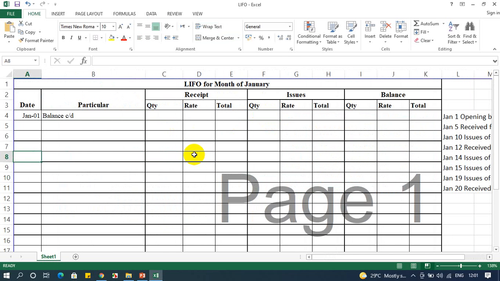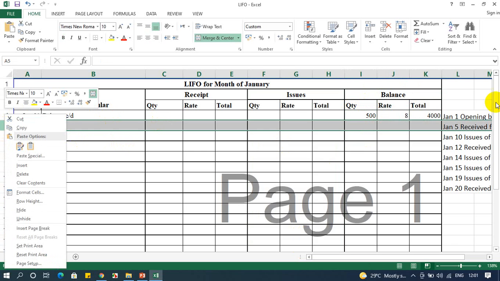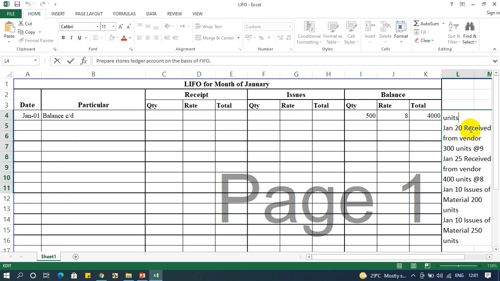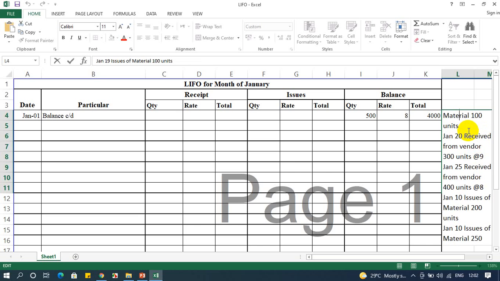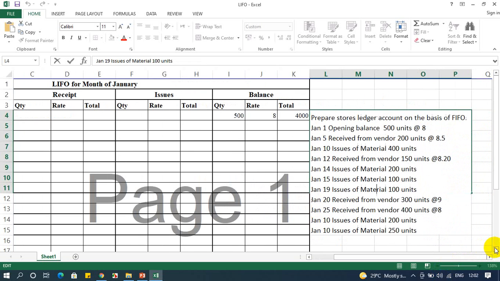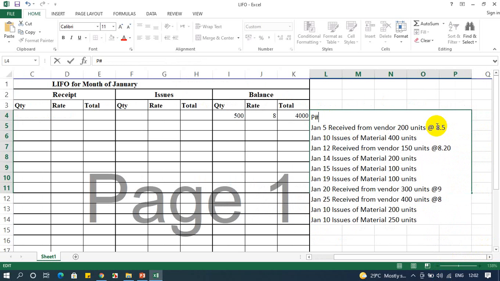We didn't purchase, so if we are not purchasing, we are not keeping a record in the receipt column. If we are not issuing, we are not keeping a record in the issue column. But in the balance we need to keep the record. So how much is there? Balance 500, and the rate is 8, so it will be equal to 4,000, that is 8 multiplied by 500. This is the first transaction that we did, and then we proceed to the second transaction.